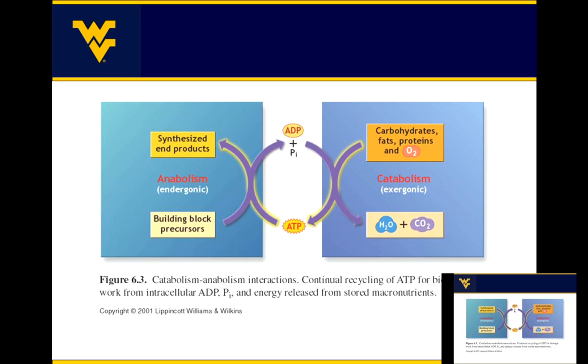This schematic kind of shows that. So think about those of you who may lift weights and are trying to build muscle. That is an anabolic process. The building of muscle tissue requires a lot of energy put into the system. That process of synthesizing muscle is an endergonic or an anabolic process. So where does that energy come from? Well, it comes from the hydrolysis of ATP. So as you break ATP down into ADP and inorganic phosphate, it's donating the energy for this anabolic process.